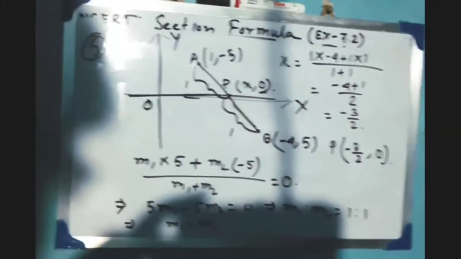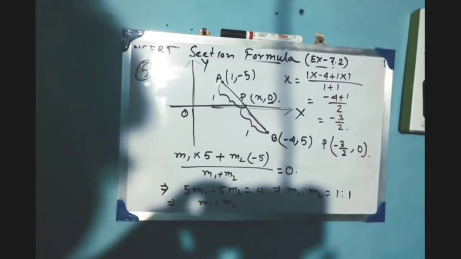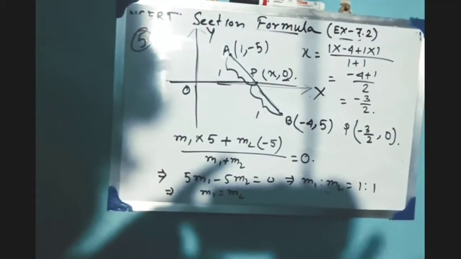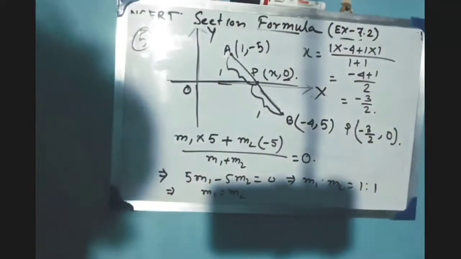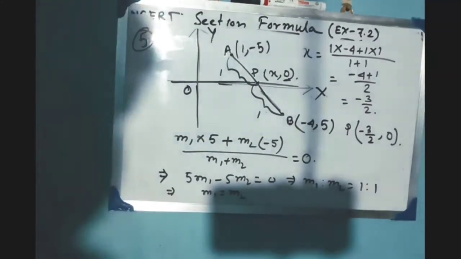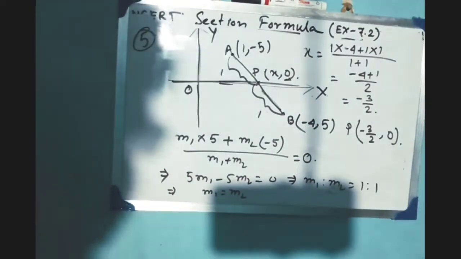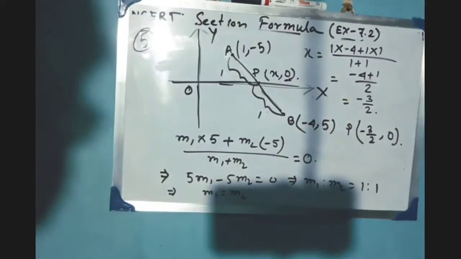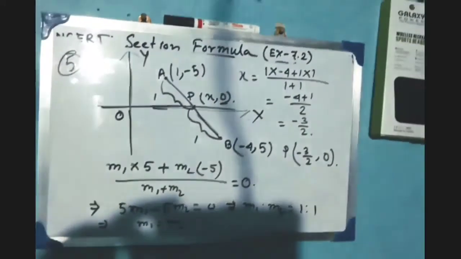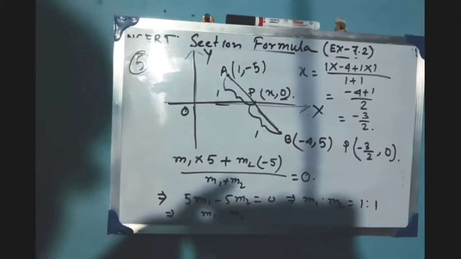So as you can see from the board, we are doing CBSE class 10th mathematics exercise 7.2, coordinate geometry, NCERT book. Hope you are able to see the board. Hope it's clearly visible to you.